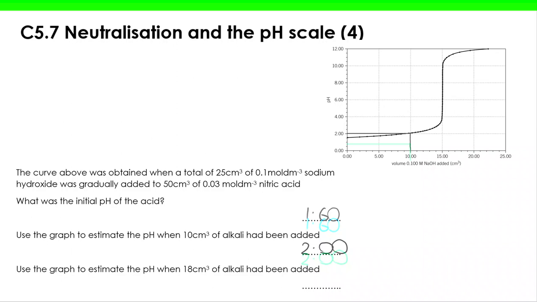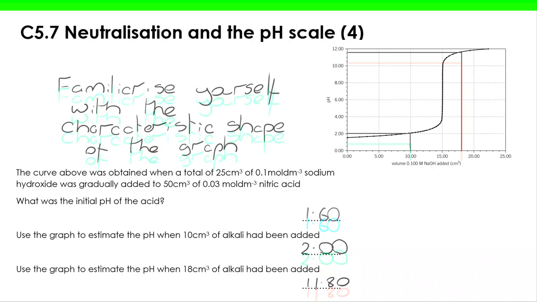And then finally, what would it be at 18 cm cubed? Again, let's draw that line on, draw that across, and we get to 11.8. Again, just to remind you, you must familiarise yourself with the characteristic shape of this graph. You may need to plot it, you may need to draw a line of best fit, you may need to read and analyse data from it.